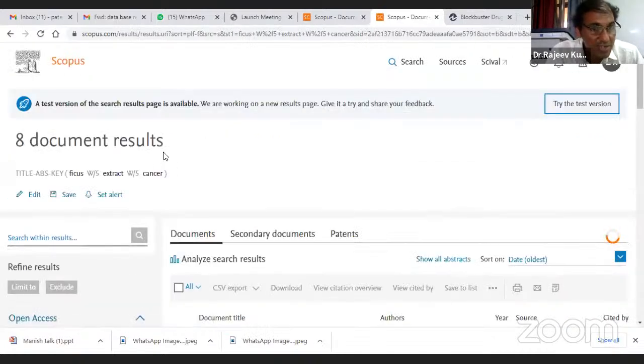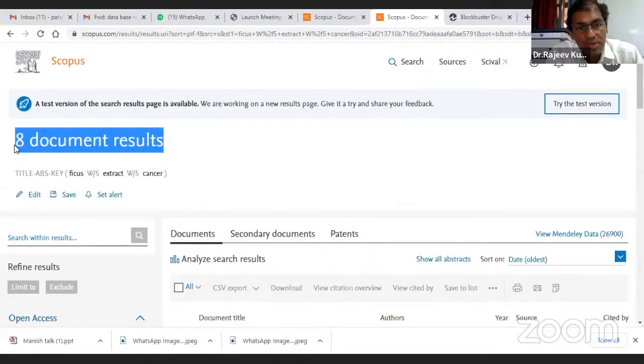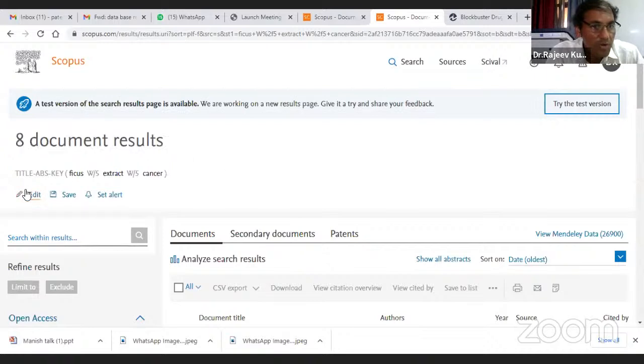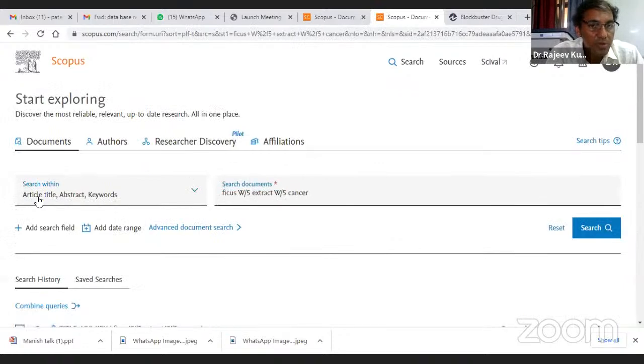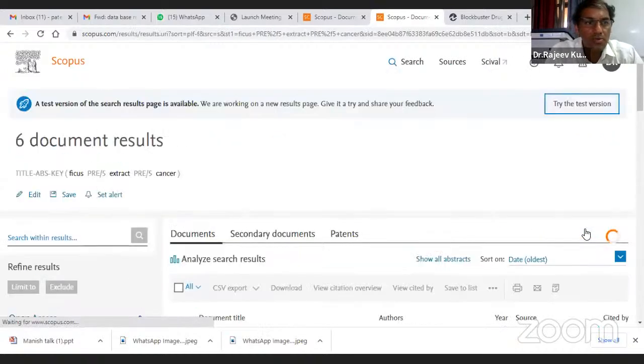Now you can see the result has further narrowed down. Now I have 8 document results, which are talking about ficus, extract, and cancer. If you want to further narrow down your search, you can use another proximity operator, which is called PRE, P-R-E. If you replace it with PRE, then you just get 6 document results.